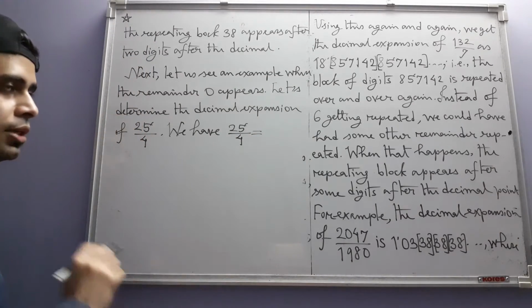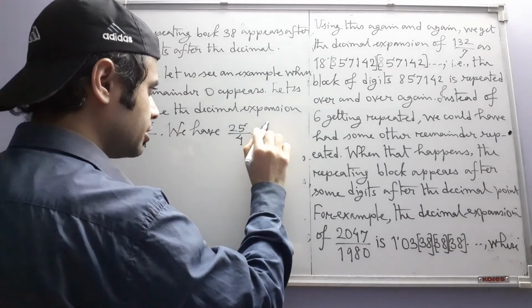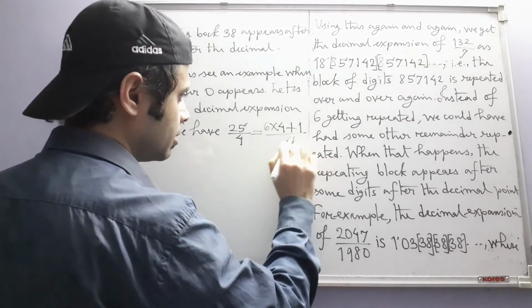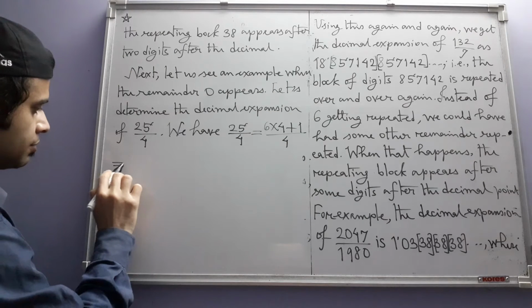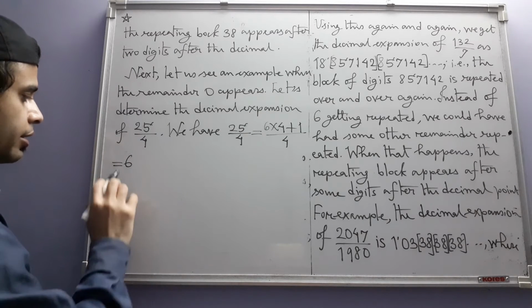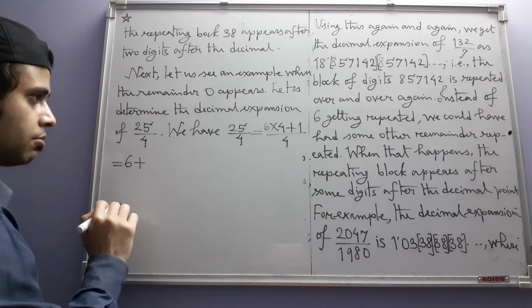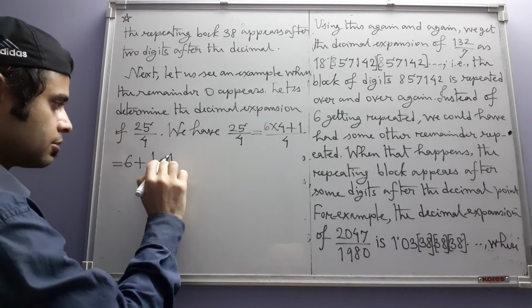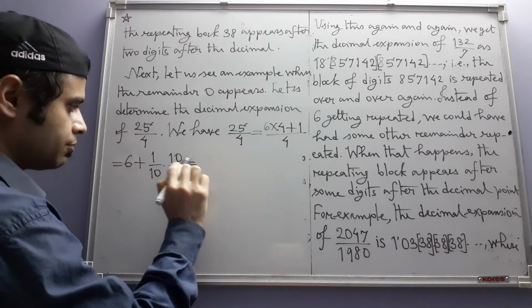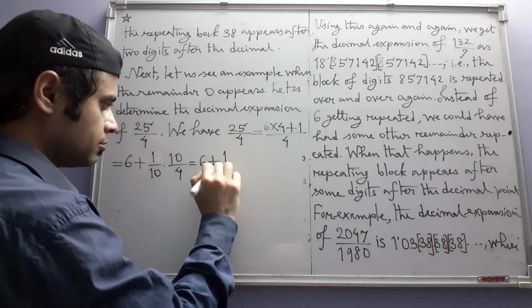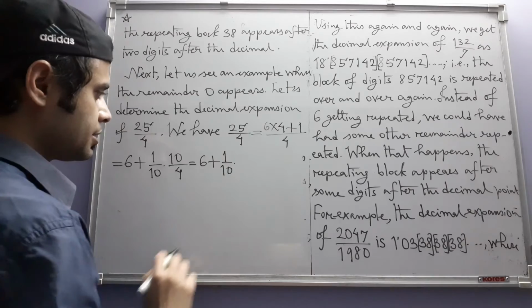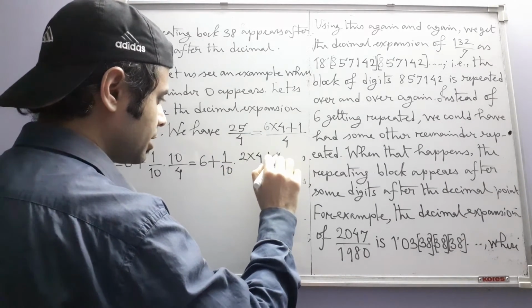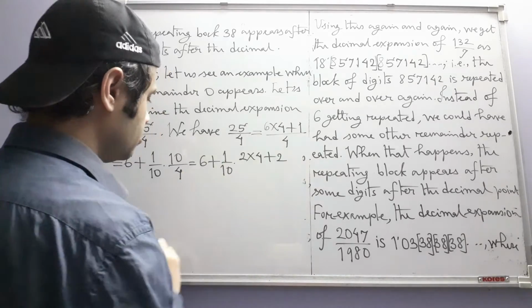First of all, if I apply the Euclidean algorithm, what do I get? 6 times 4 plus 1. So this gives me the integer part immediately: 6 plus 1 by 4. That 1 by 4 I can write as 1 by 10 times 10 by 4. Now this 10 can be written as 2 times 4 plus 2.